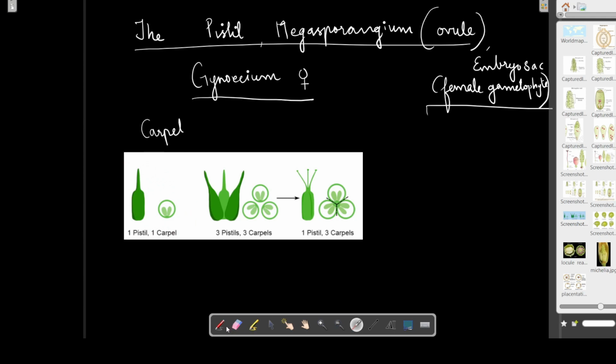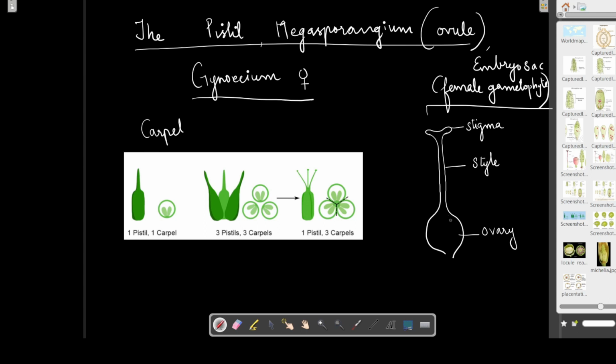So we have already learned how a pistil looks, right? A pistil will have a stigma, a style, and an ovary. So this is what we call a pistil: stigma, style, and ovary. This region is called the stigma. The structure of the stigma varies from one flower to another, and this slender tube is called the style, and the basal swollen portion is called the ovary.